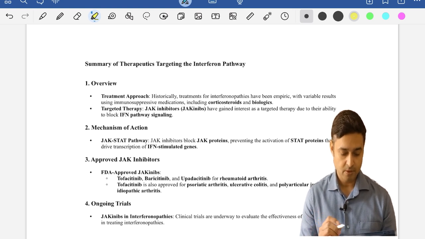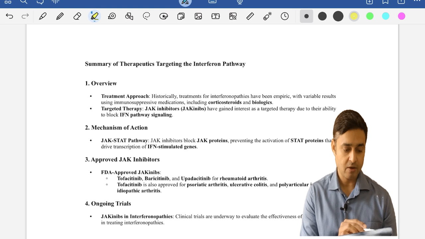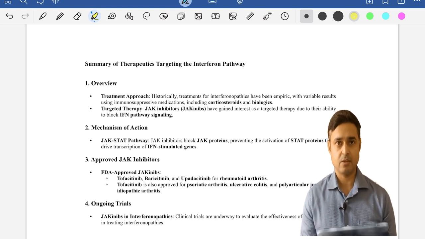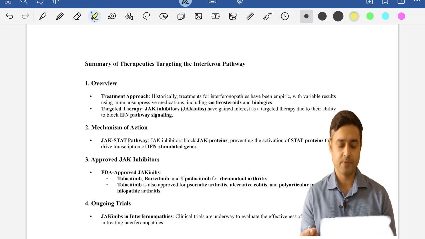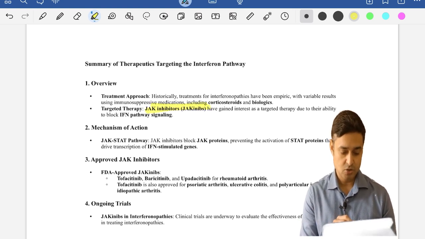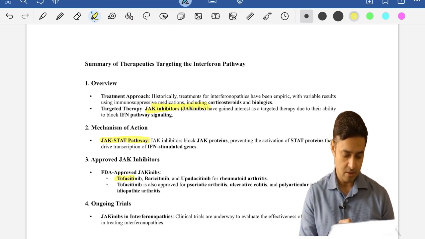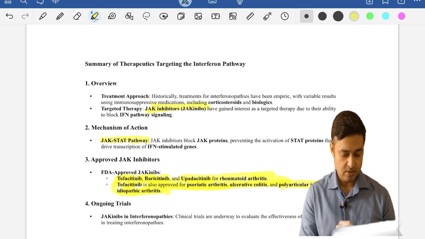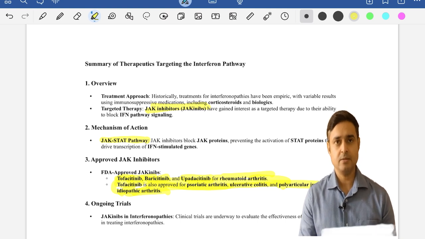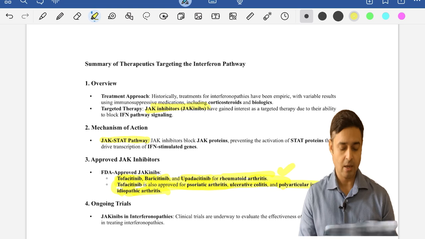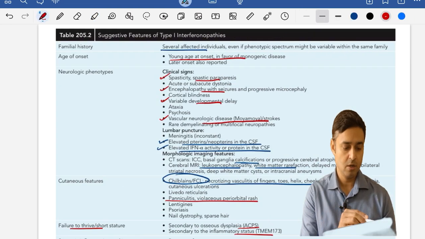So regarding treatment, as we have seen, this is caused by the JAK-STAT pathway, the main pathway, so we can inhibit the JAK pathway. We can use JAK inhibitors because it involves the JAK-STAT pathway. So what are the drugs? Tofacitinib, just remember this drug. And tofacitinib is also approved for psoriatic arthritis, ulcerative colitis, polyarticular JIA. This is important. In these interferonopathies, JAK-STAT pathway inhibitors are used, and we have to remember these from this slide.